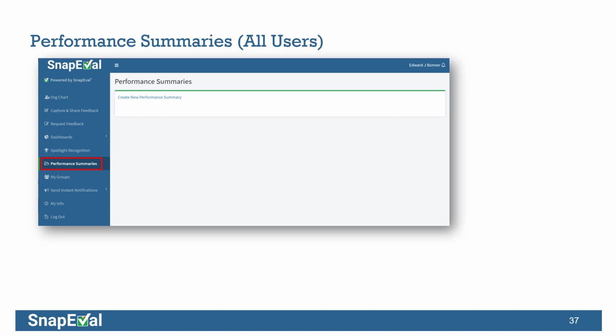This can be a performance summary that you create for yourself. If it's a manager, it can be for people that report to you. If you're a group administrator, it can be for anyone that's in any of your groups. And if you're an organization administrator, it can be for anybody in the company. And we also allow you to collaborate on performance summaries according to a set of logic that defines who is allowed to collaborate with whom. But again, we'll save most of this for a separate video.